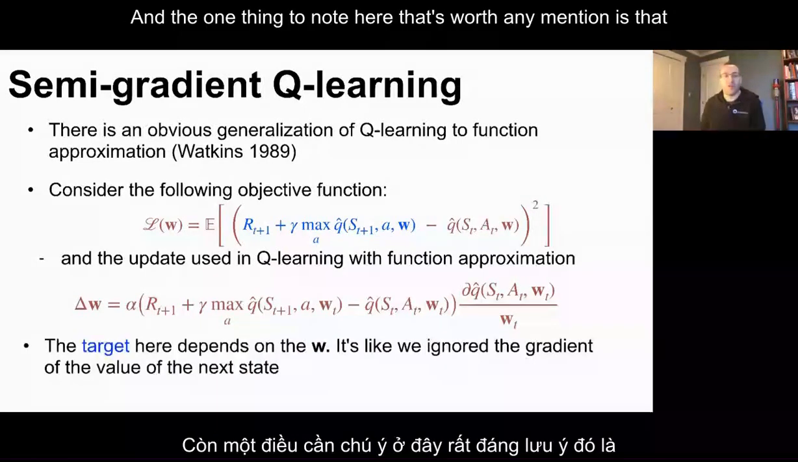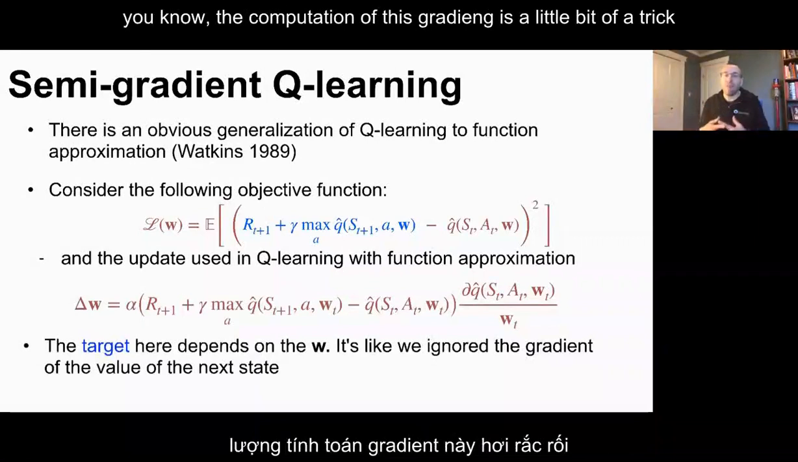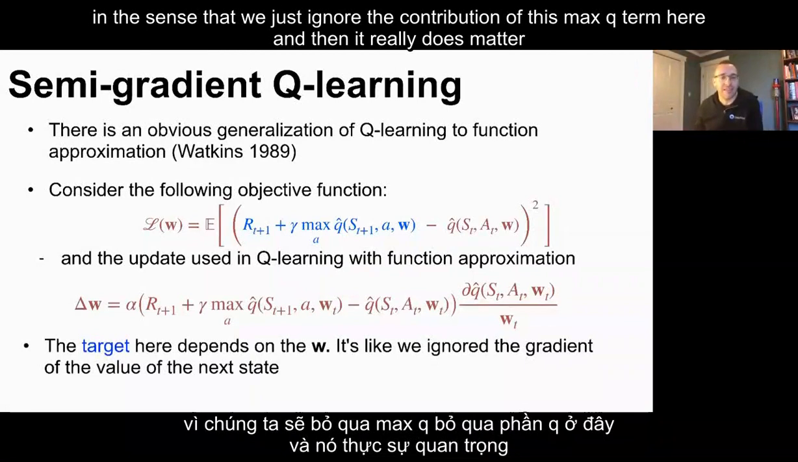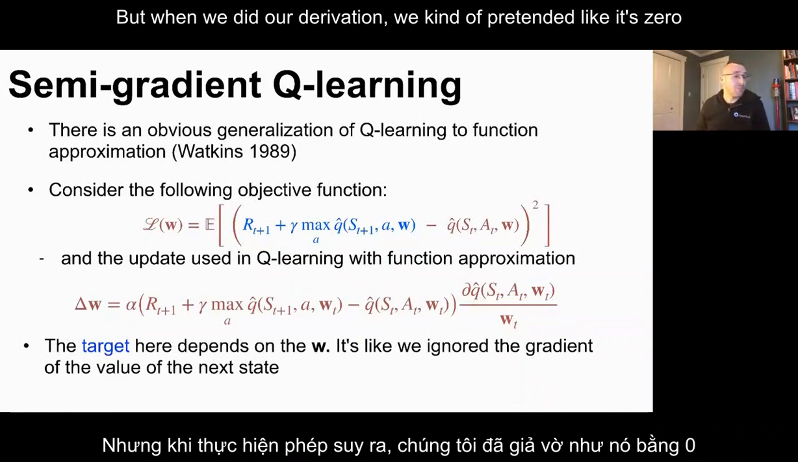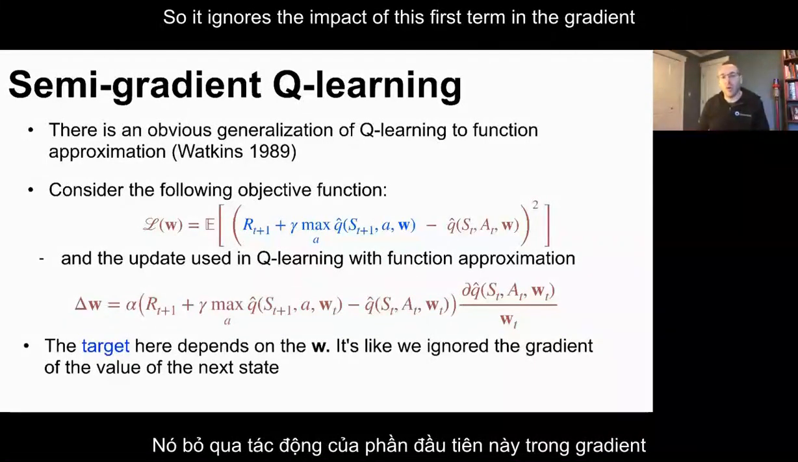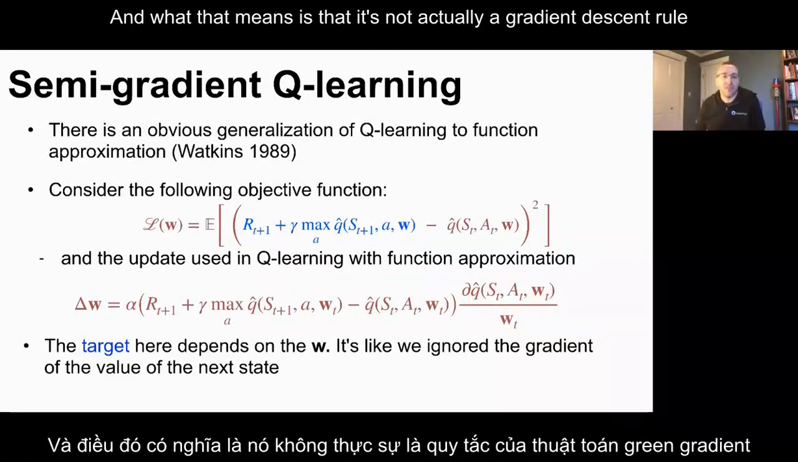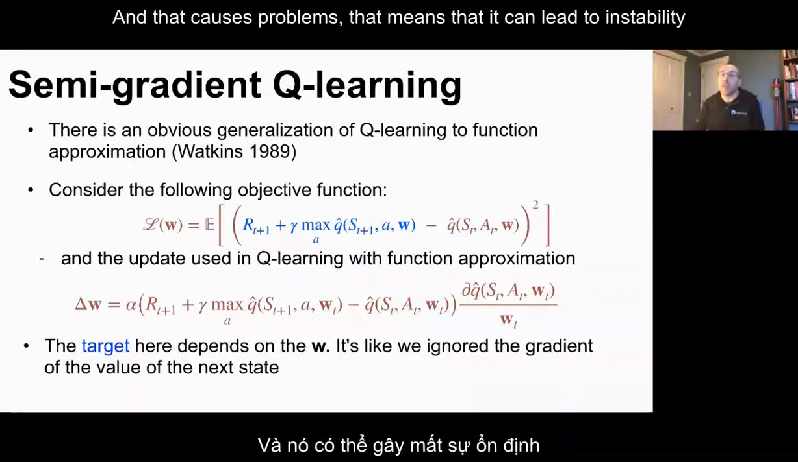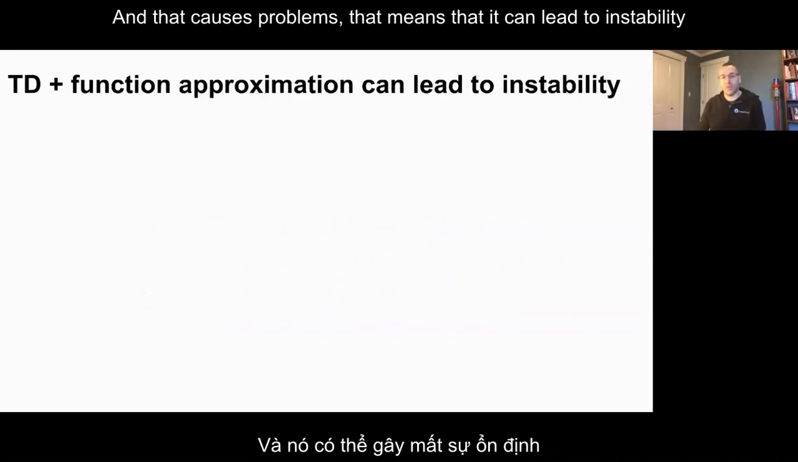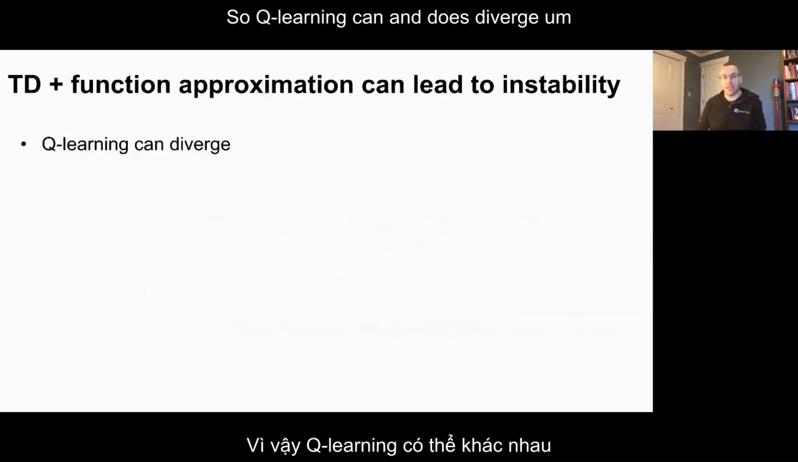The one thing to note here that's worth mention is that the computation of this gradient is a little bit of a trick, in the sense that we just ignore the contribution of this max Q term here, and that it really does matter. That gradient is not zero, but when we did our derivation, we pretended it's zero. So it ignores the impact of this first term in the gradient. And what that means is that it's not actually a gradient descent rule. We sometimes call Q-learning a semi-gradient method. And that causes problems. That means that it can lead to instability. So Q-learning can and does diverge.